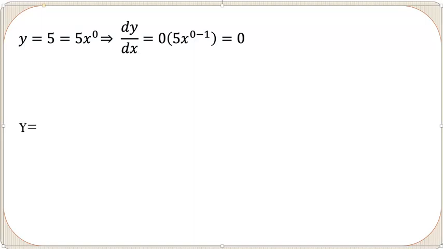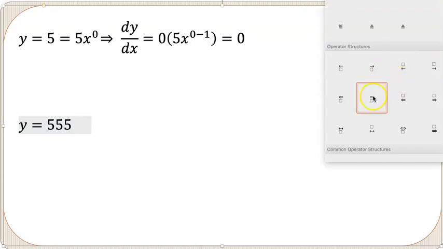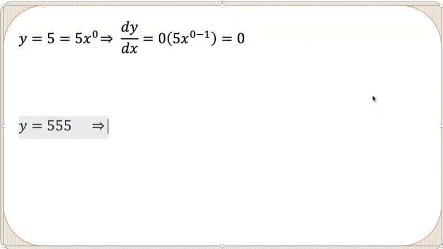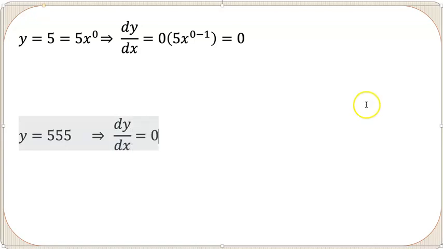So it doesn't matter the number. If we have y equals 555, then dy over dx is simply equal to 0, no long working. There's no x to differentiate, so it's just 0.